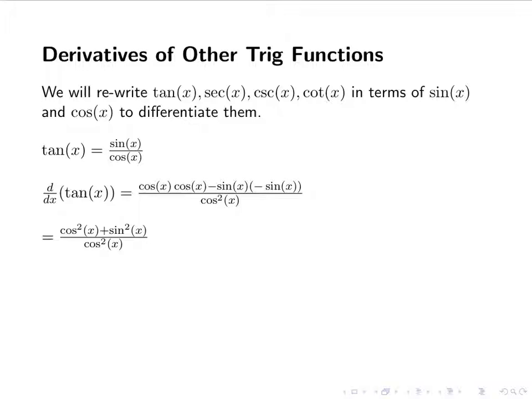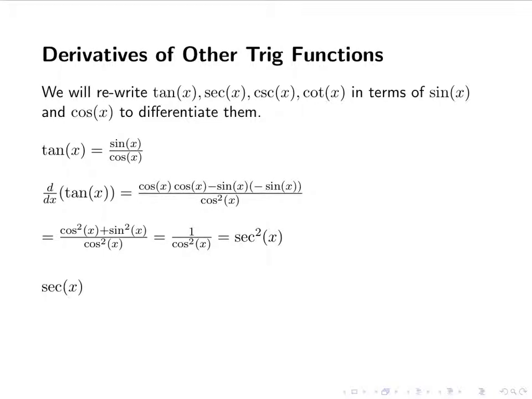Now the really nice thing about cosine squared plus sine squared is that when we go back to the definitions of cosine and sine, and we remember that those involve x over r and y over r, we can see that cosine squared plus sine squared is 1. So no matter what x is, if I take cosine of it and sine of it and square those and add them together, I always get 1. So the derivative of tangent is 1 over cosine squared, which by definition is secant squared. So the derivative of tangent is secant squared.